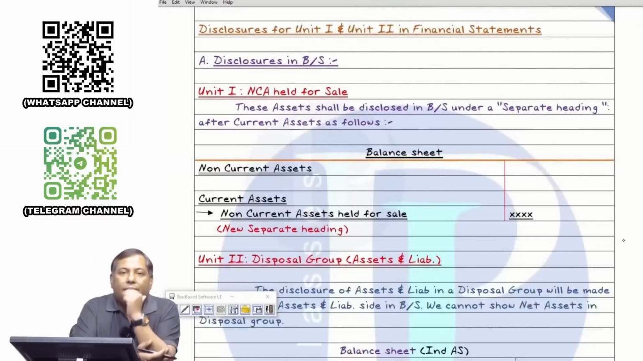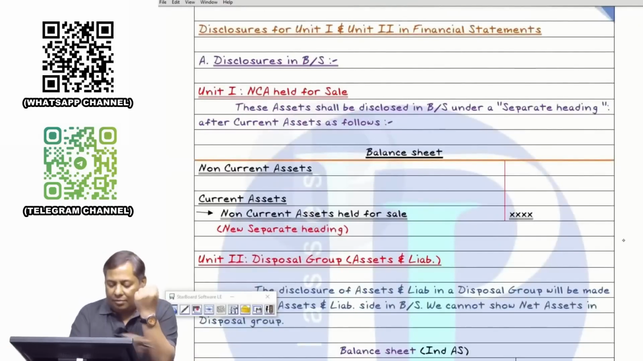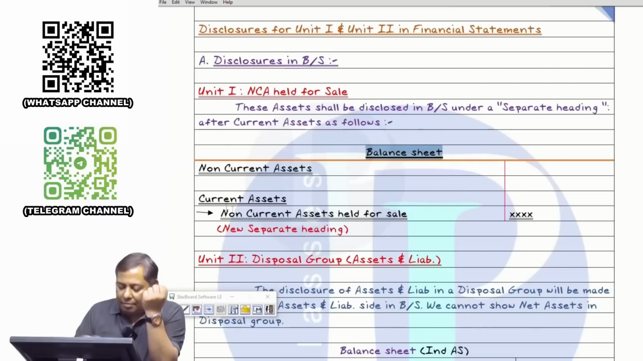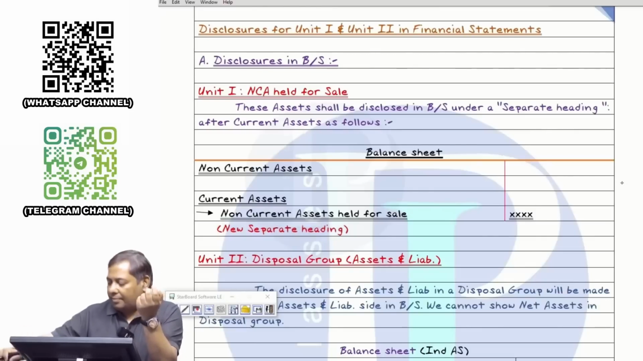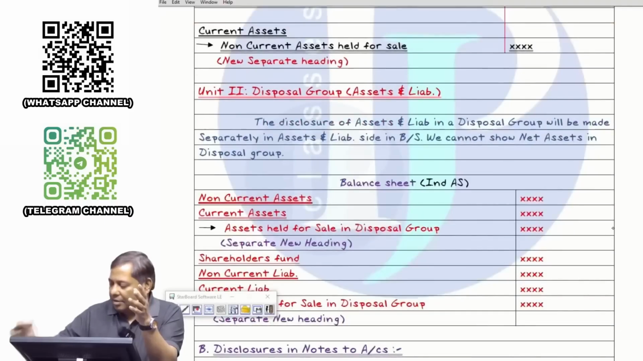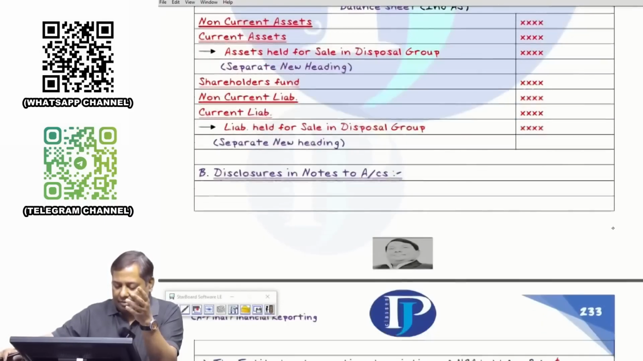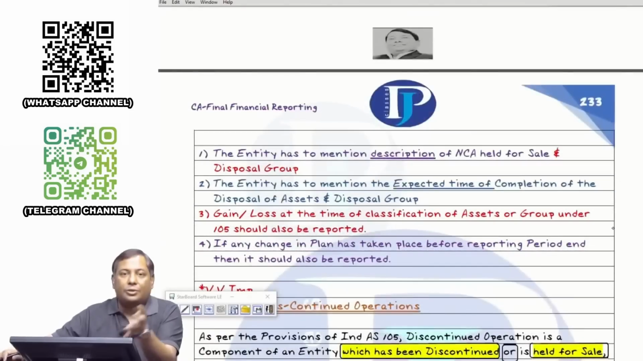Now comes the disclosure. In unit 1 and 2, we will discuss the disclosure. Now see, this is the balance sheet. In the balance sheet, after current assets, you will add a new heading called non-current assets held for sale. This is your new separate heading. This was taught in the balance sheet itself. Read about the disclosure from the copy. Everything is there. This is the balance sheet presentation. Here are the notes for the accounts disclosure.